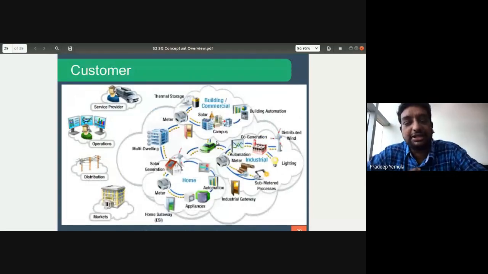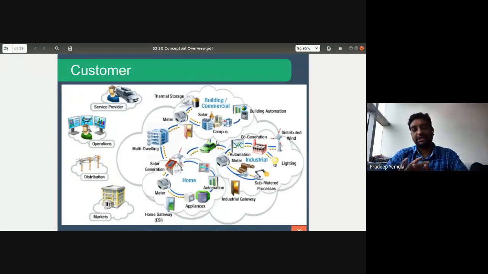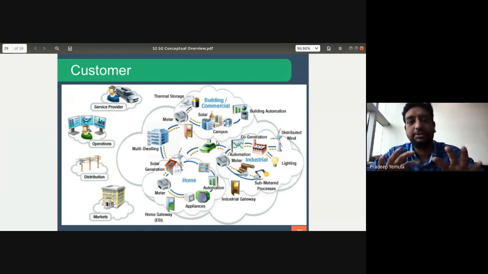The next domain is the customer domain. So basically, I showed the overall domains, but now a little bit zoomed view. In the customer domain, there are mainly three categories. One is home, other is industrial, and the other is building and commercial. In between, there are electric vehicles and multi-dwelling apartments also, which may not fall under all these.